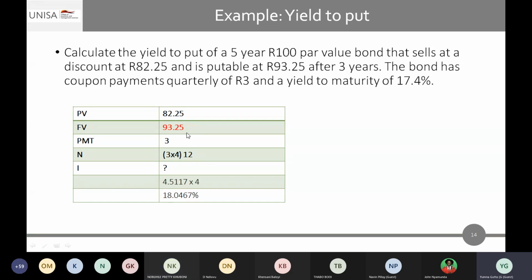Then our N we times by 4 because this is a quarterly payment. We're receiving this 4 times a year. So we times by 12, and then you compute interest rate. You get 4.511. You times by 4 because it's quarterly, and you get this amount. No, I'm getting a 1155. Okay, so can you check your calculator?